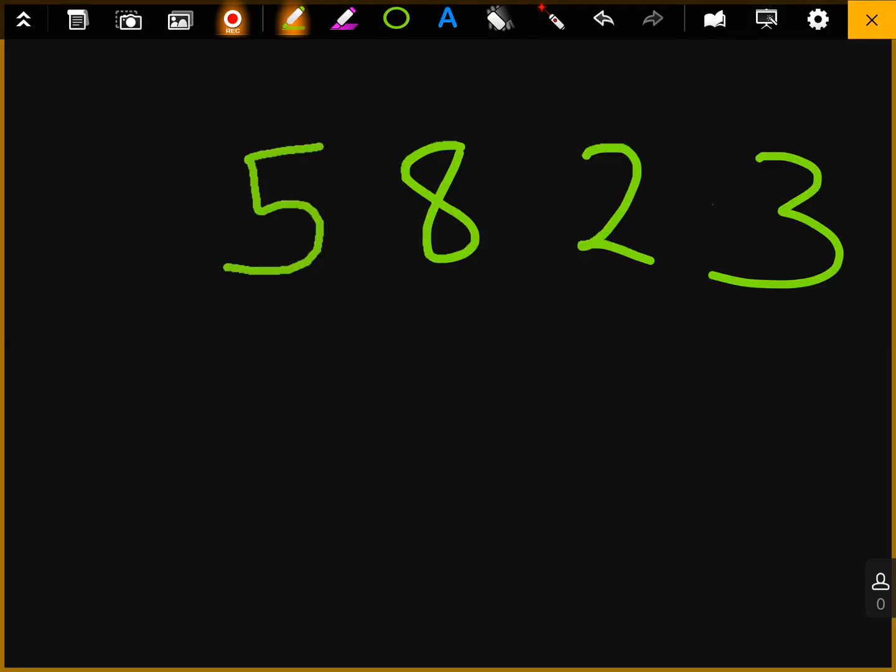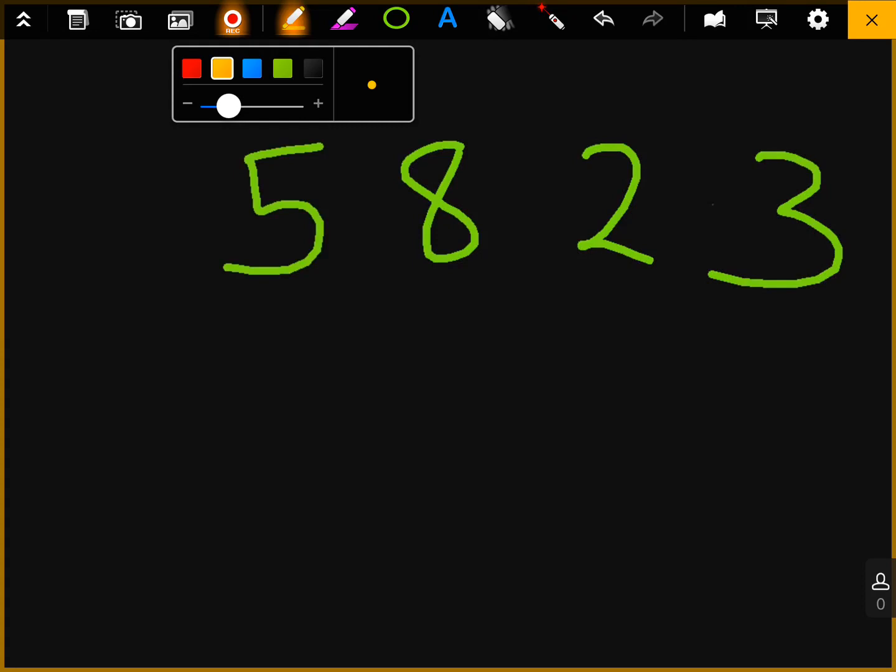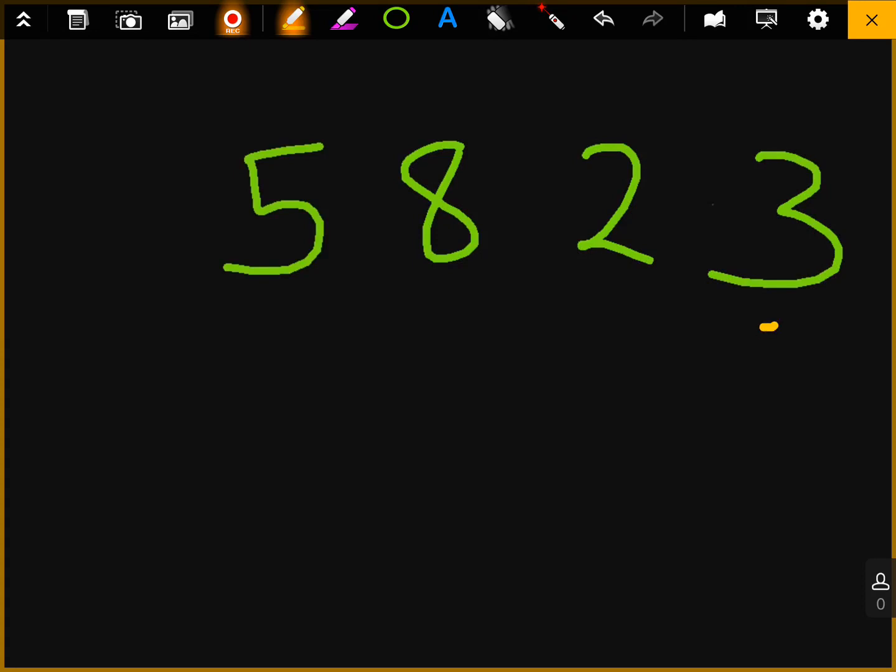So let's say we have the number 5,823. Well, there's place value for this. And we're going to say the 3 is in the ones place. And that's usually represented by little tiny squares. So it'd be 3 squares. Okay, that's in the ones place. That's the place value of the 3. It's 3 ones.